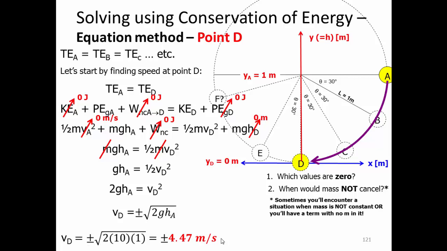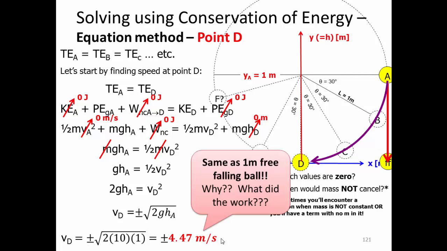Do you recognize that number from any place? Well, it's the same number we had for the 1 meter free-falling ball drop. So, crazily enough, it turns out that it doesn't matter if you let this ball swing from A to D on this curved path or let it fall straight down, you end up getting the same speed at the bottom. The question to you is why? You might want to think about what was doing the work along the way here. Look at the forces, look at the free body diagram, see what was doing the work, and you might be able to figure out an answer for that.